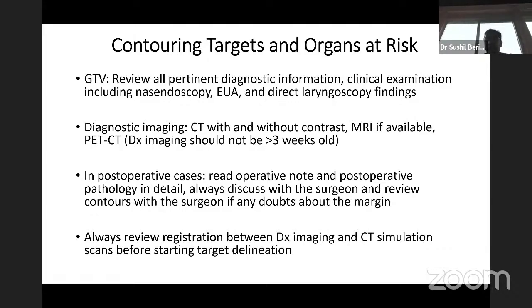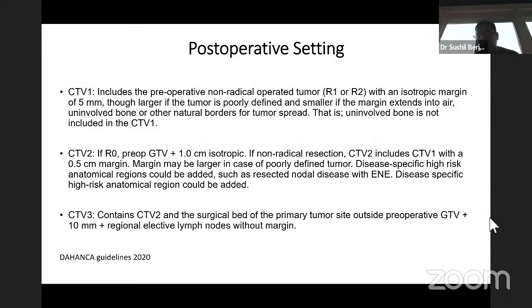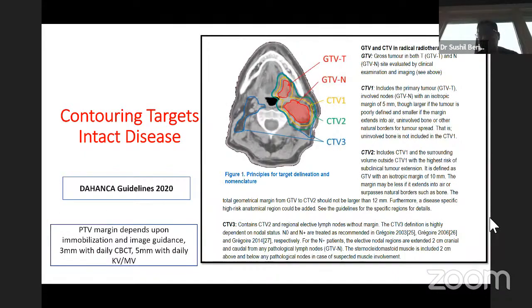So all these are important things no matter what head and neck cancer you treat: the examination finding, the imaging finding, including PET scan and windowing, looking at post-operative findings and pathology appropriately, and when you're using imaging, making sure the registration is correct. Now, the definition of GTV and CTV varies in head and neck cancer, but the Danish group came up with a contouring guideline which was adopted by North American, Asian, and Australian associations. So GTV is, as we all know, what we see based on clinical exam and imaging.